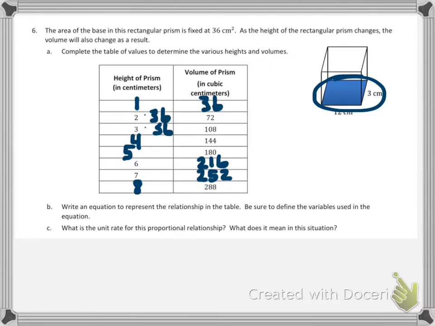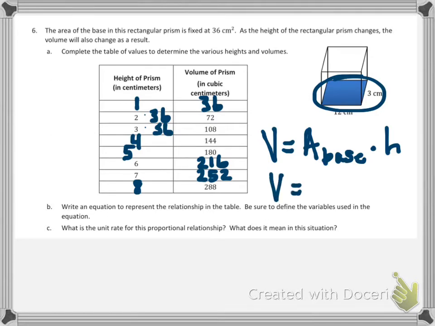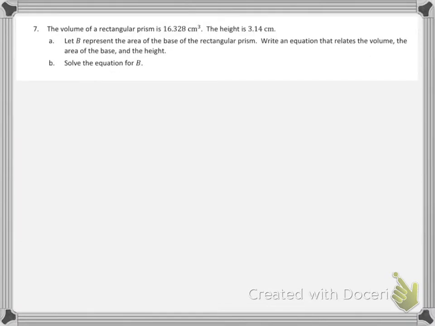Write an equation to represent the relationship in the table. Well, what we're saying is that volume is equal to the area of the base times the height. And since we know that the area of the base is 36, it would be volume equals 36 times the height. Okay, that's number 6. Let's look at number 7.